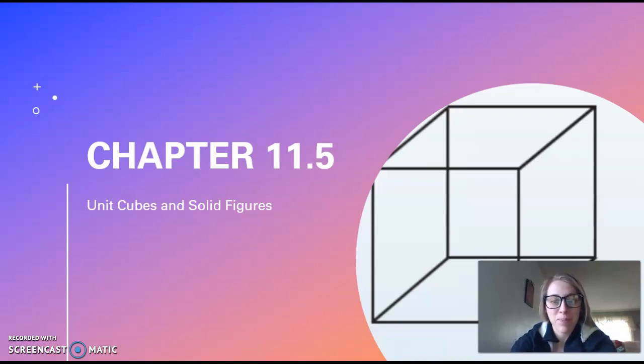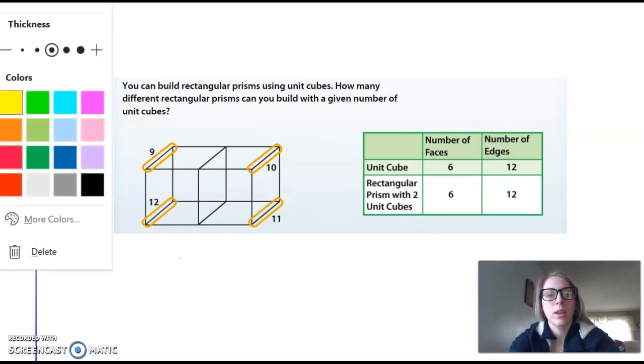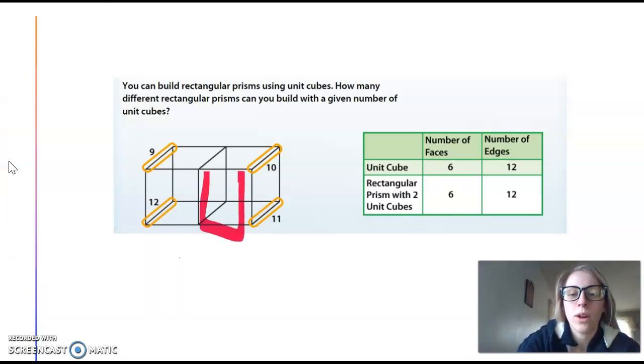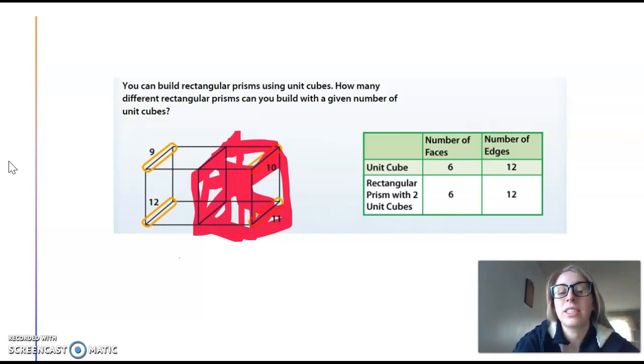But happy Wednesday. Today we're going to be doing chapter 11.5, and we're focusing on unit cubes and solid figures. So this first slide is a representation of two unit cubes being put together, which makes a rectangular prism. What they're trying to emphasize is that if there was a single unit cube, there would still be one face, two faces, three faces, four faces, a face on the bottom for 5, and a face on the top for 6.